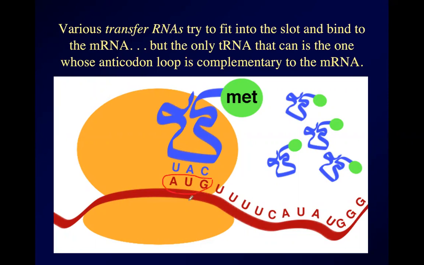There's lots of transfer RNA molecules that are floating around, and various ones will fit into a slot on the ribosome to see if they can bond with the messenger RNA. But only one transfer RNA can do it, and that's the one that has UAC in that position. That's the only one that has nucleotides that are complementary to the AUG on the messenger RNA.